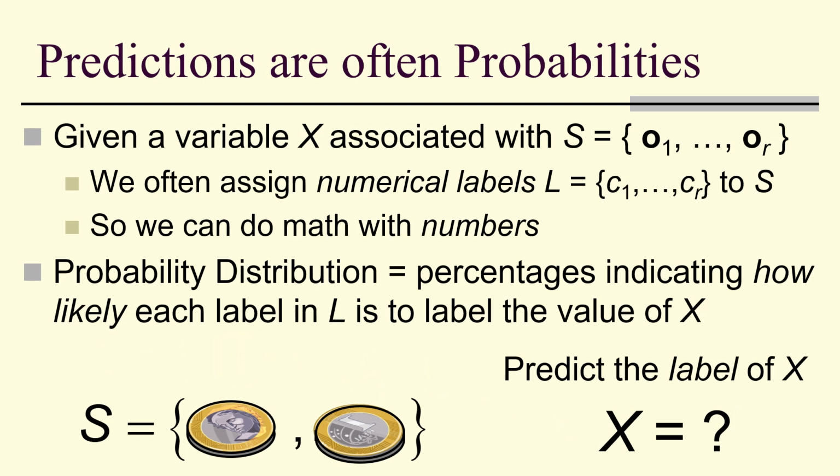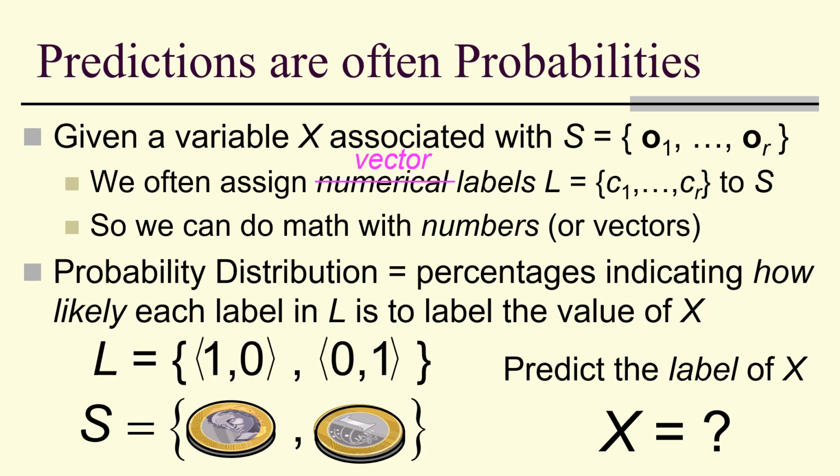Now often, and we won't see that in this video, we want to use vectors, not just numbers, as our labels. For example, we could label heads as the vector 1, 0 and tails as the vector 0, 1.